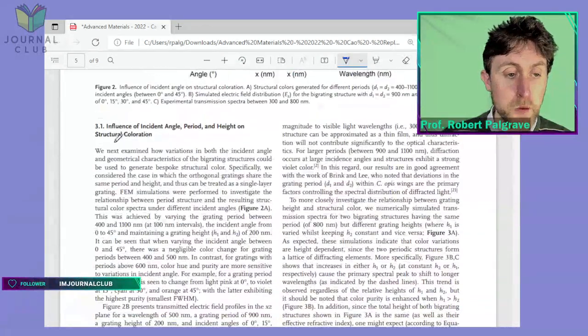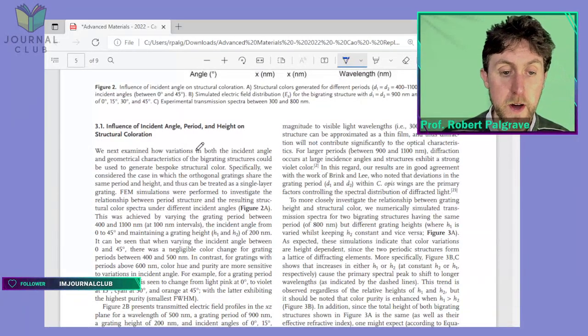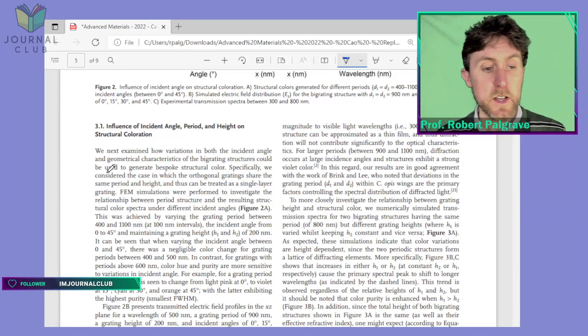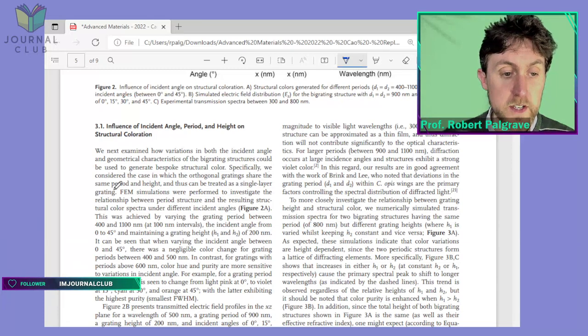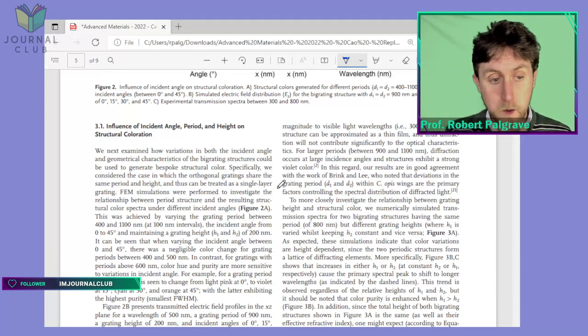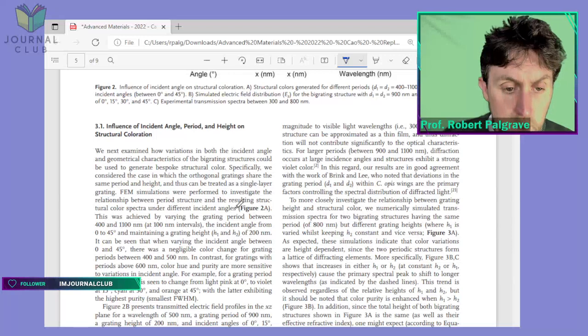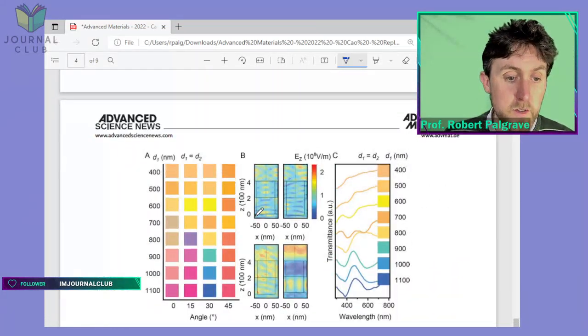Okay, we next examine how variations in both incident angle and geometrical characteristics of the bigrating structures could be used to generate bespoke structural color. Specifically, we consider the case in which the orthogonal gratings share the same period and height and can be treated as a single layer grating. FEM simulations were performed to investigate the relationship between a periodic structure and the resulting structural color spectra under different incident angles, figure 2A. Okay, so let's have a look at these.